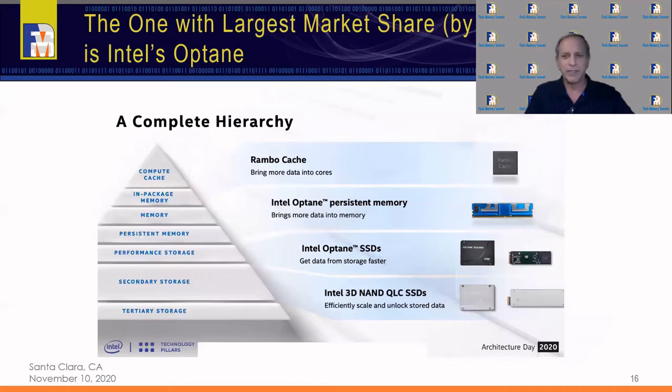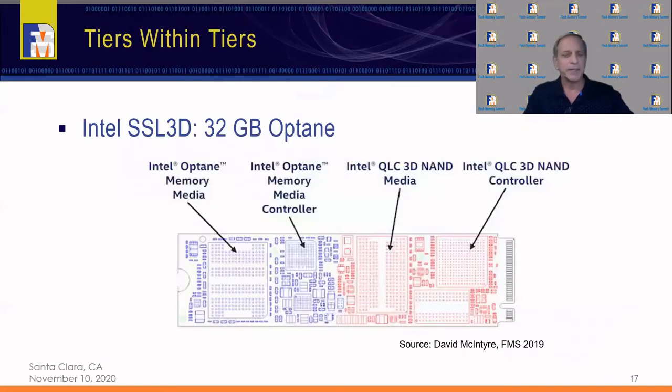This slide from Intel shows how their products address the memory and storage hierarchy we introduced earlier. It is interesting to note that the Optane SSDs themselves have tiers within them. We can see that on this PCB, where we have the slow but high capacity QLC NAND buffered by the more expensive and much faster Optane persistent memory.